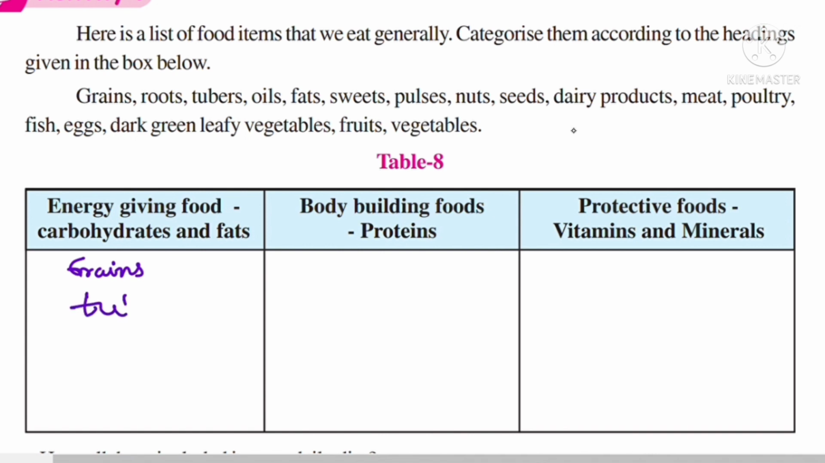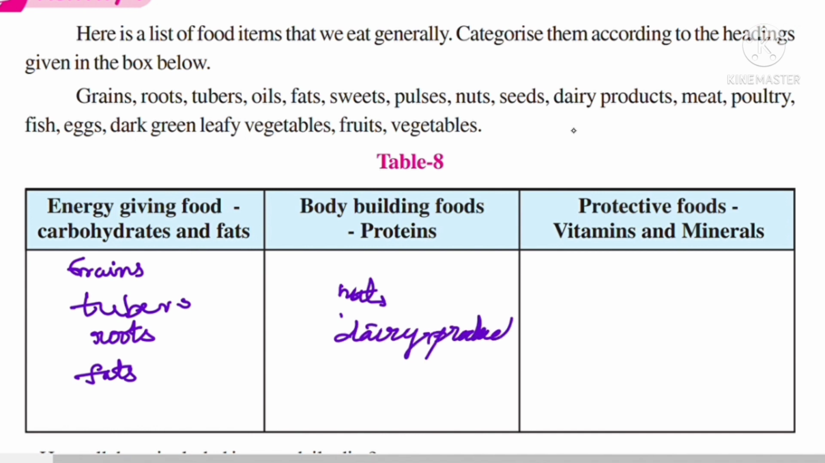tubers, fats also, carbohydrates, energy giving foods. And nuts, they are protein giving foods. And dairy products, pulses, pulses are also proteins only.